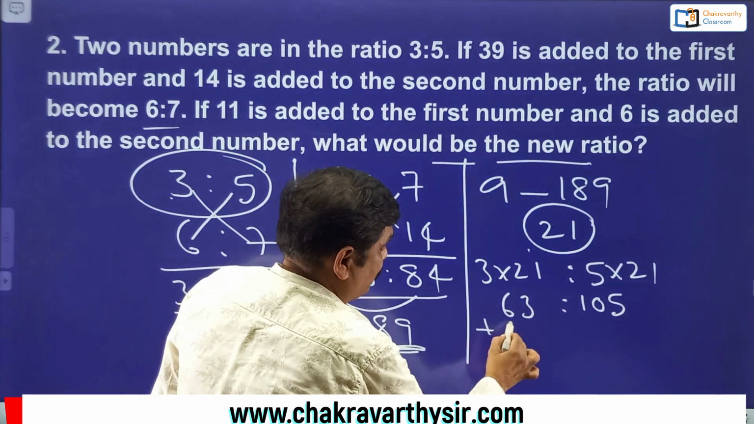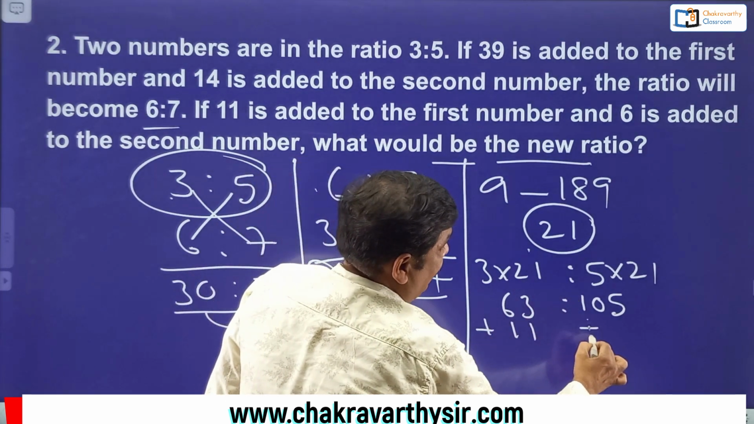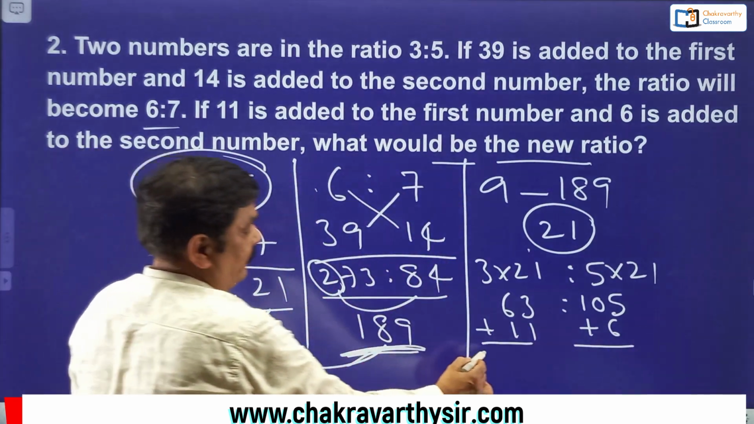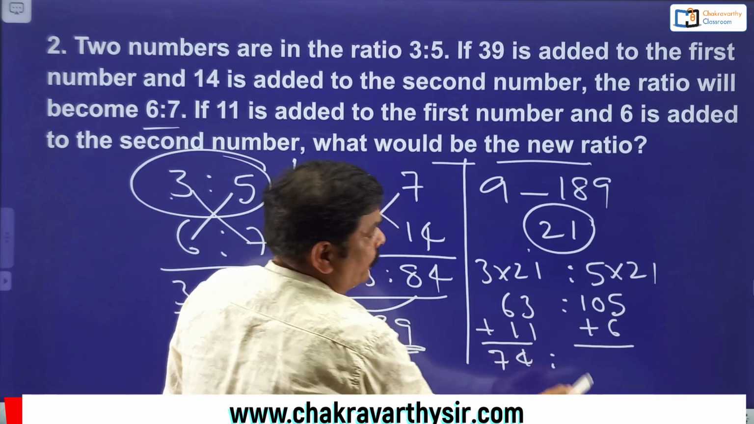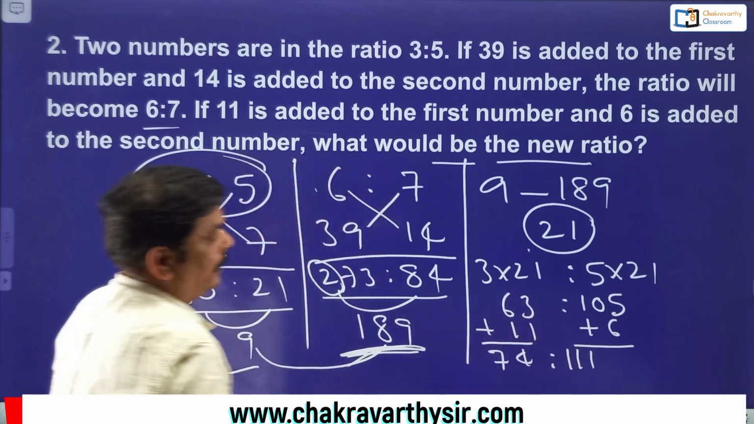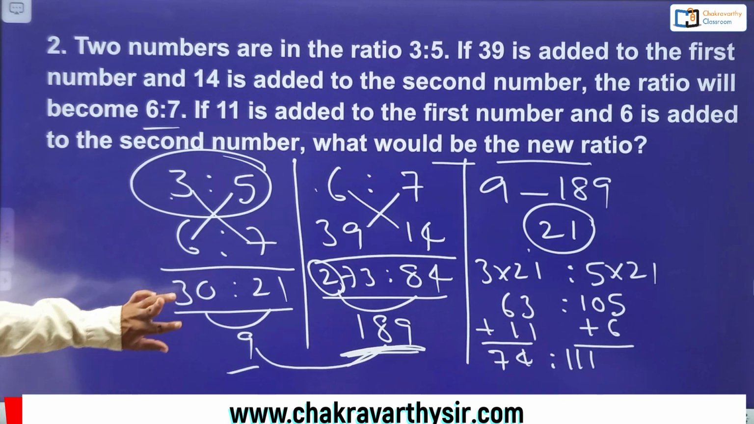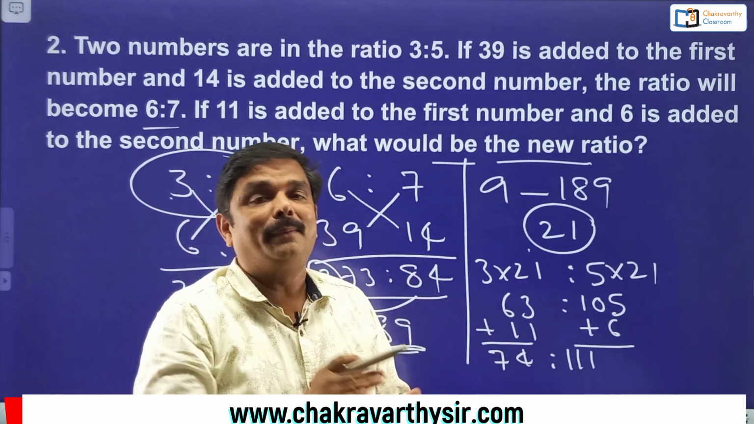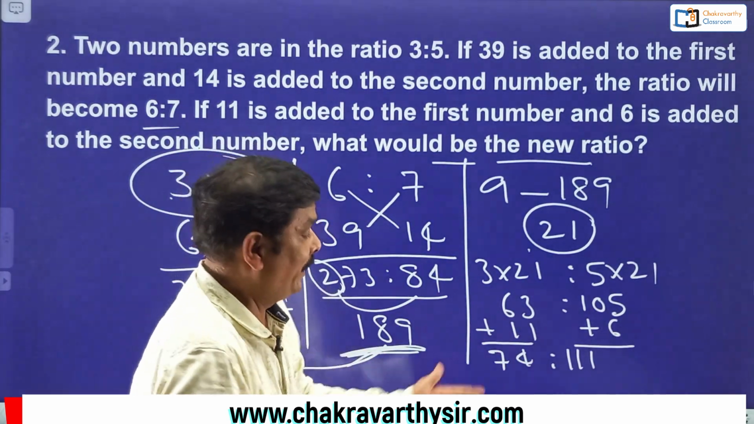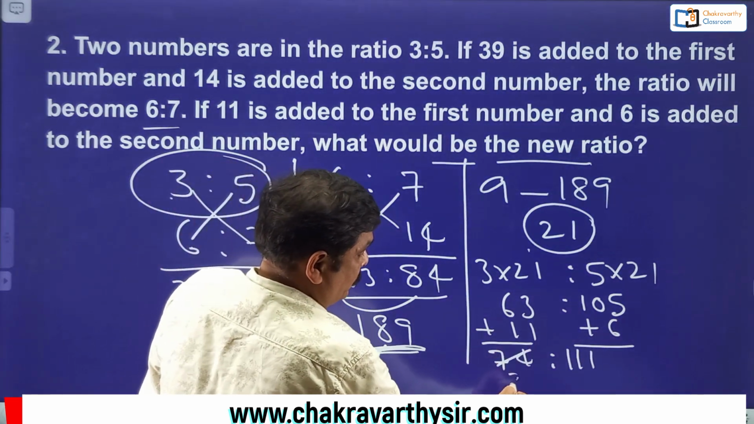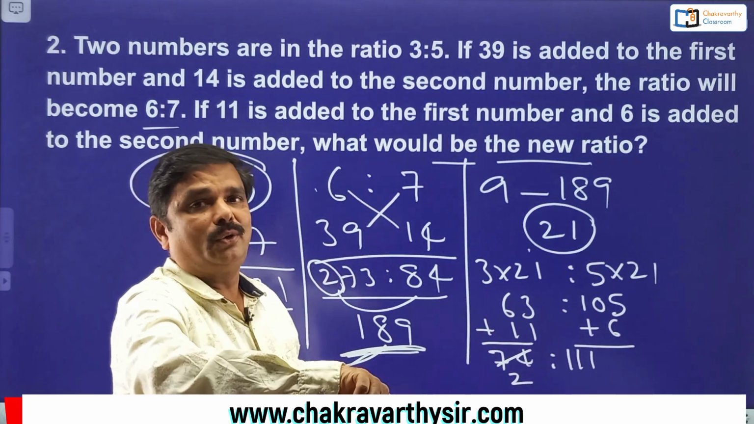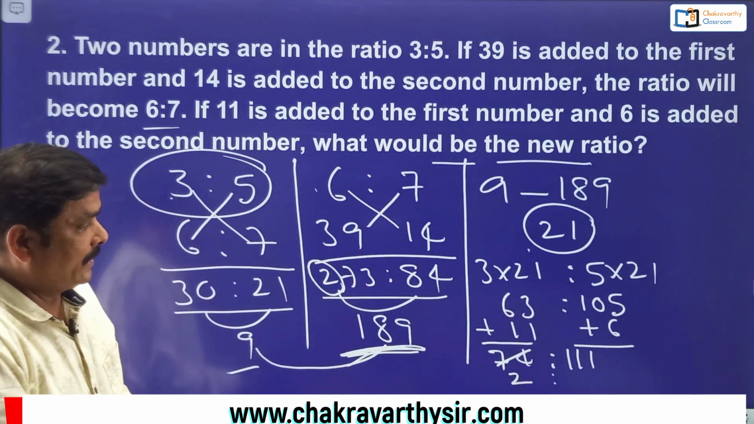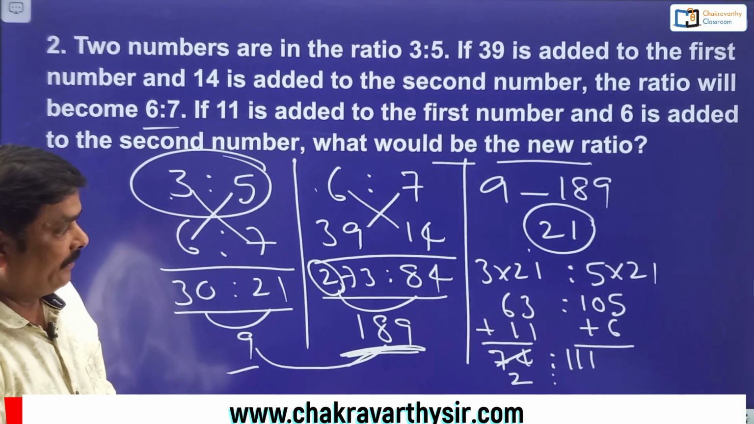11 is added to the first number and 6 is added to the second number. Now what are the numbers here? 63 plus 11 is 74, and 105 plus 6 is 111. Okay, 74 means 37 into 2 times, isn't it? You should know by heart the multiplication tables, but with the logic you have to go. Alright, so 37 2 times is 74. And 111 means that should be 37, 3 times you do.